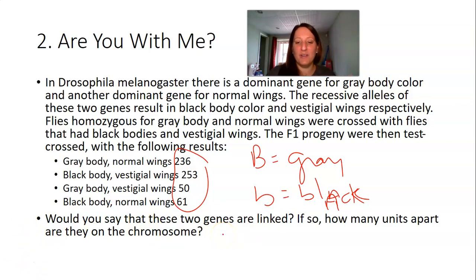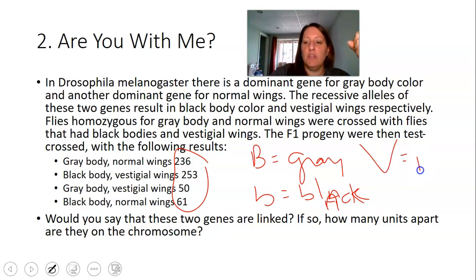So where were we? We've got two genes: the body color gene and the wing shape gene. For body color, gray is dominant to black. For wing shape, normal is big V, or long wings, and the recessive form, little v, equals short or vestigial wings. Okay, so we take these flies and we're going to cross them.